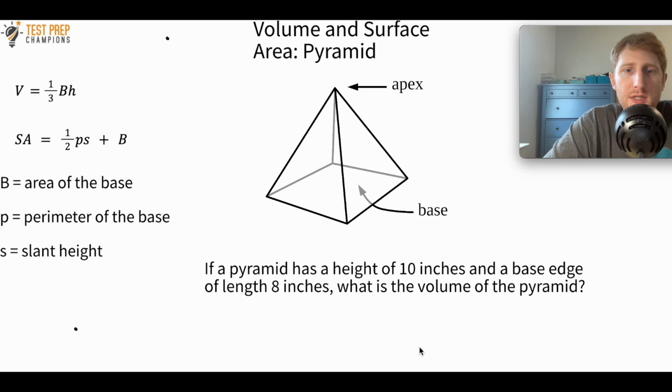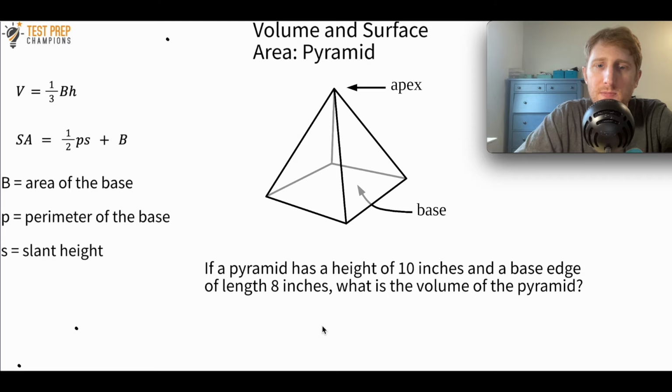Okay, so this is a volume calculation for a pyramid, and there's a little twist to this. I'm just throwing this out here to cover all of our bases, just in case this were to come up on your test, so that you're not blindsided by it. Here's an example: if a pyramid has a height of 10 inches and a base edge of length 8 inches, what is the volume of the pyramid?